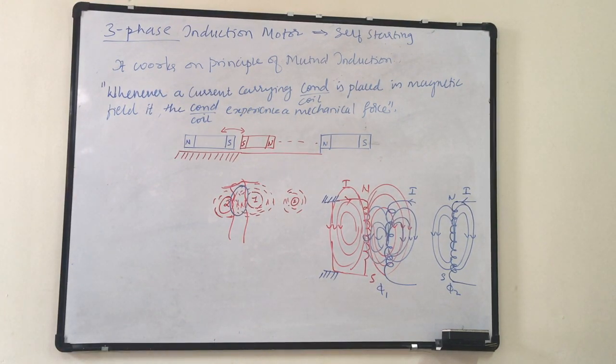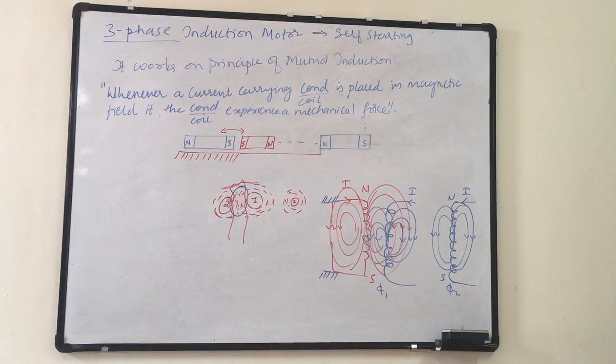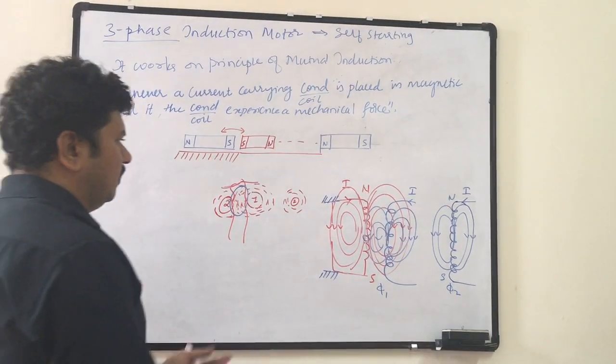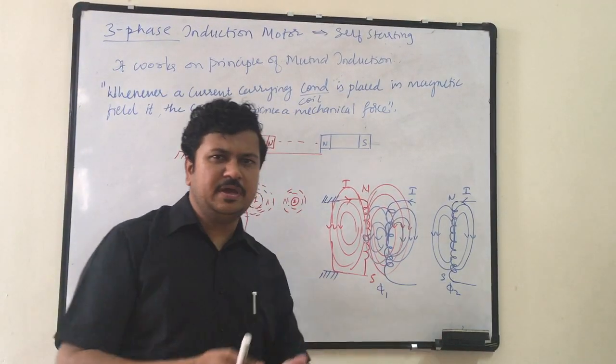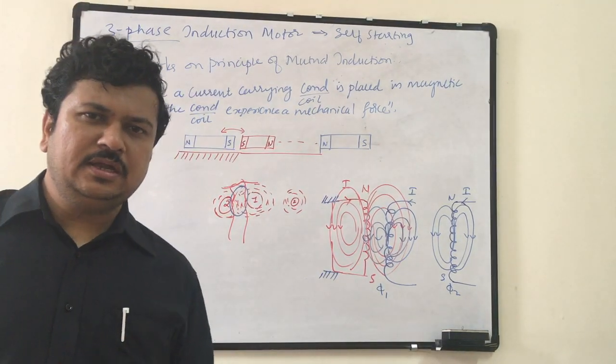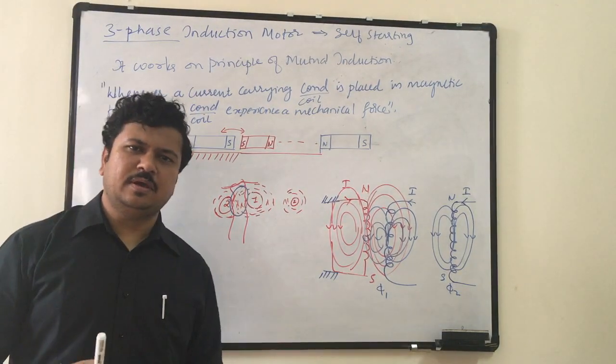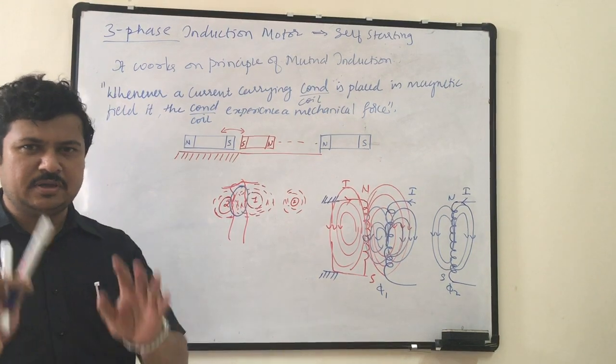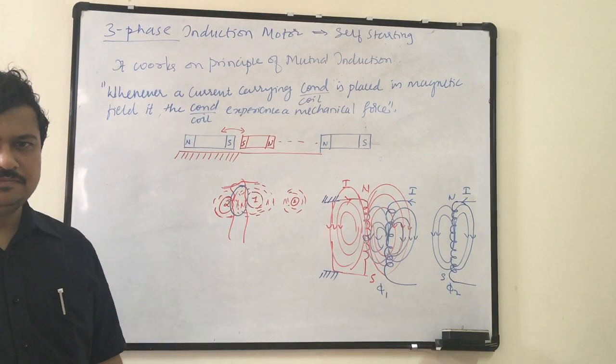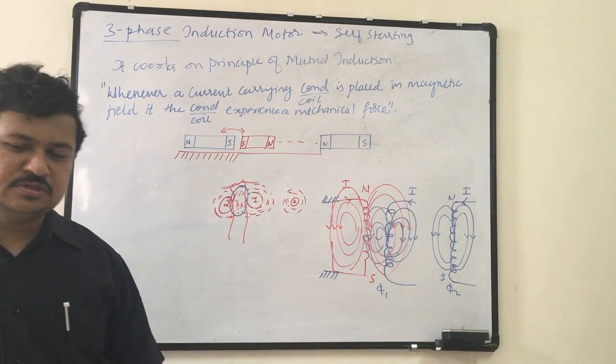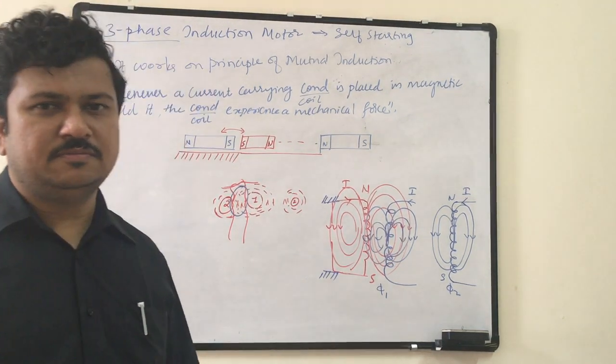So whenever a current carrying conductor is placed in a magnetic field, it will experience a mechanical force. Why does it experience mechanical force? Just now I told you. The two fluxes will interact in the same space, therefore either there has to be repulsion or there has to be attraction. In both the cases it is a mechanical force. Okay. So this principle we will make use of, and then we will construct a motor.